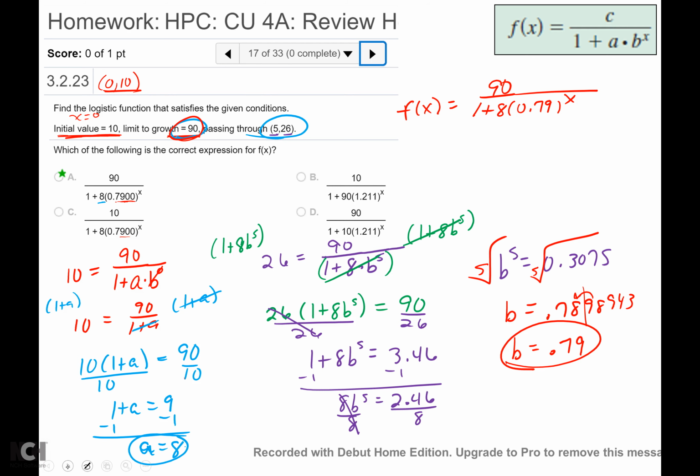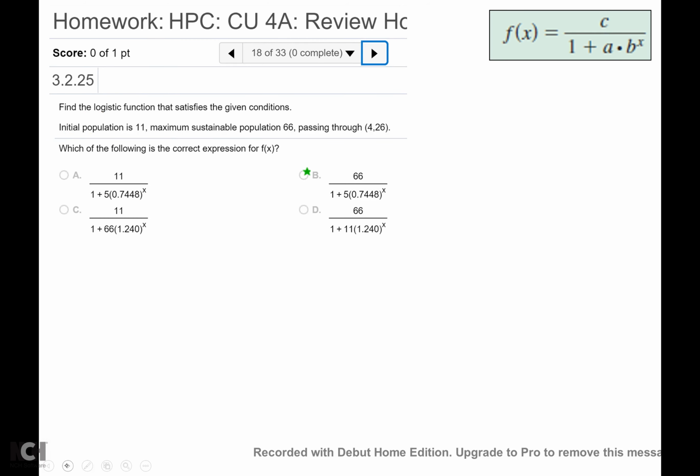Sorry about that. All right, so same exact thing, they just used kind of different words. My initial population is 11, which means it passes through (0, 11). So if I plug that in, my maximal sustainable population, that's a fancy word for C, and there's that other (x, y) I'm going to use to get my B. To get A, I'm going to use this and this.